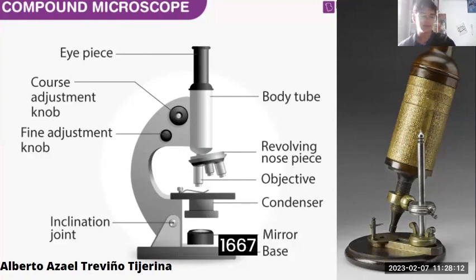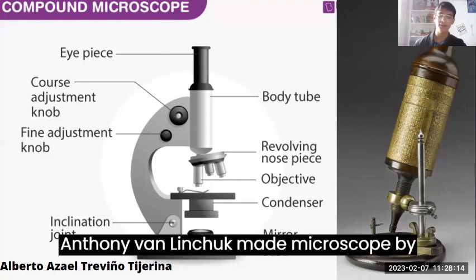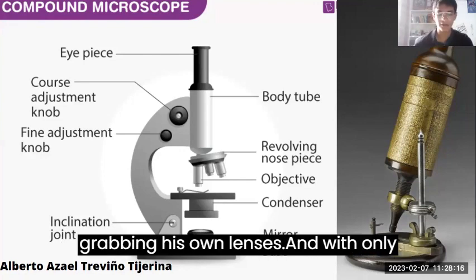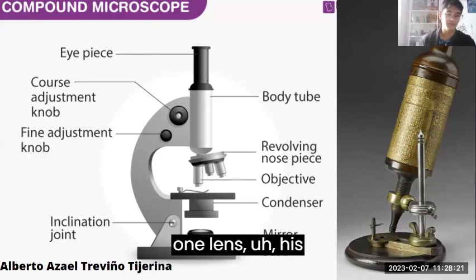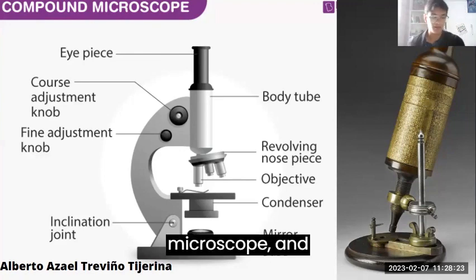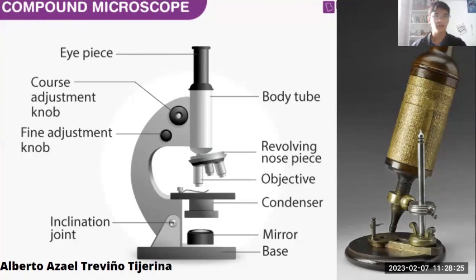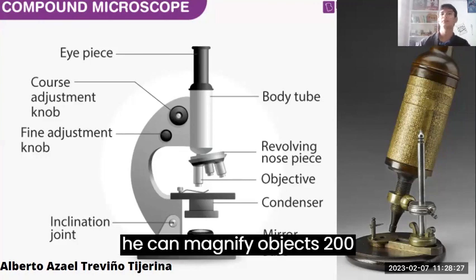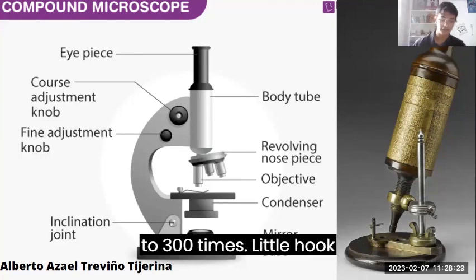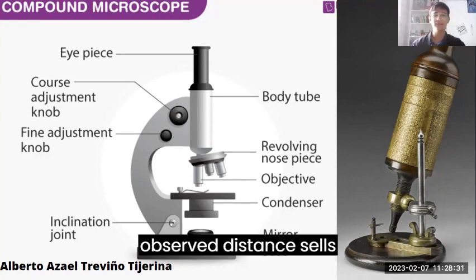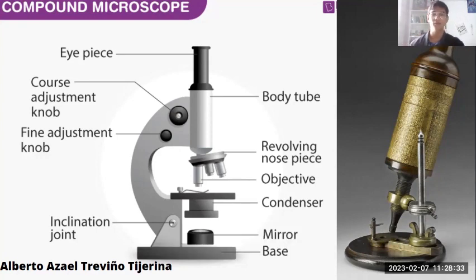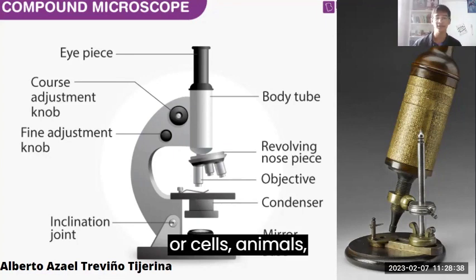In 1667, Anthony van Leeuwenhoek made a microscope by grinding his own lenses. With only one lens, his microscope could magnify objects 200 to 300 times. Leeuwenhoek observed distinct cells, like blood cells, animal cells, etc.